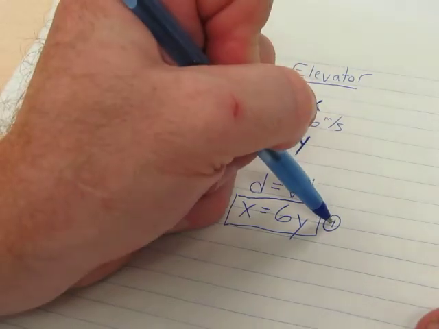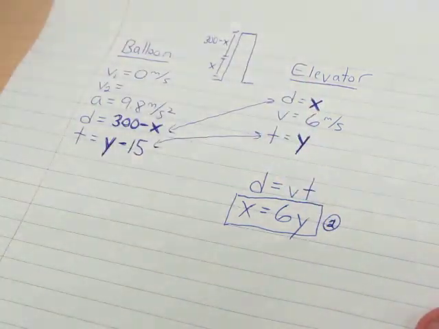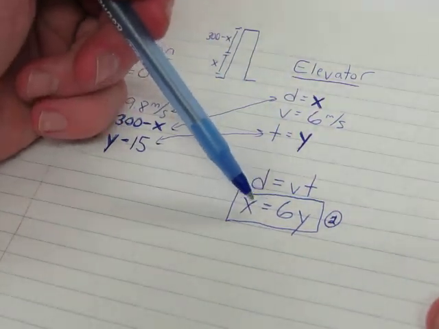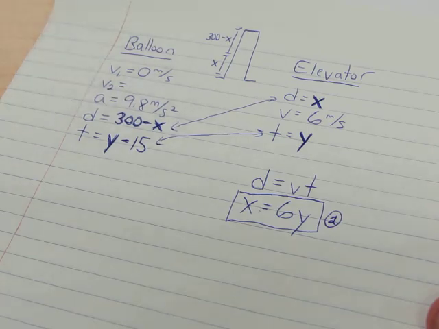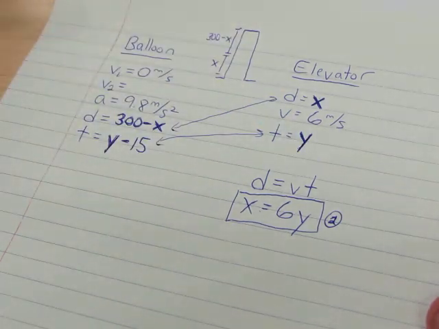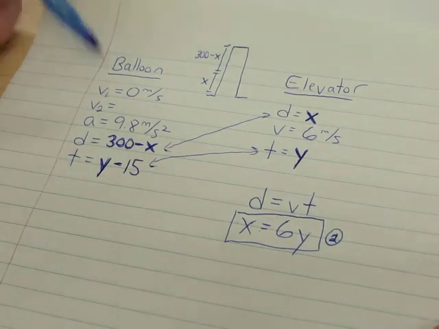Maybe I'll call it formula number 2 since it's the second object. That's a nice formula, but you can't solve x equals 6y. You can't solve for x, you can't solve for y. It's one formula with two unknowns. Impossible to solve it. But the nice thing is you have another object.